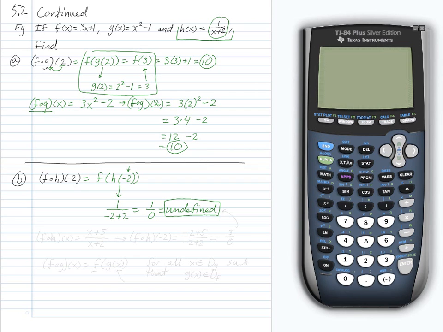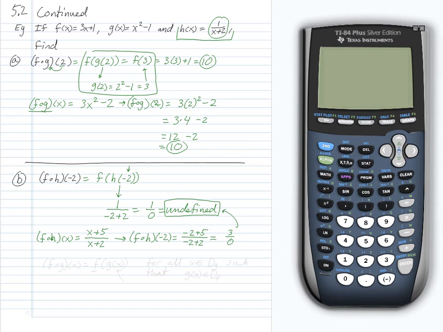Now, if we look at the composition function we found, f composed with h of x, in the previous example, we've simplified that down to x plus 5 over x plus 2. Alright, so if we try plugging negative 2 into this, you'll see we run into a similar problem. Negative 2 plus 5, that's fine, divided by negative 2 plus 2. Here we end up with 3 over 0, which is again undefined.